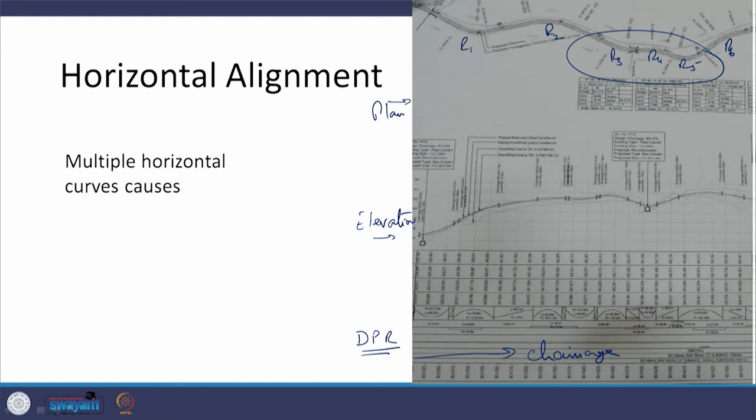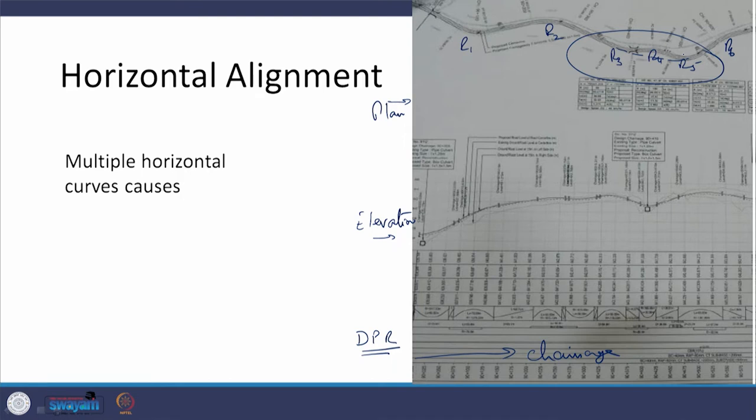And if we look at this profile, it could very easily have been converted into one single curve, the way I have depicted here. We could have a good tangent line between the two curves, and the reverse curves would be separated by those tangents, and therefore they give ample opportunity to the driver to adjust their speeds as well as the steering of the wheels to make the movement safer.